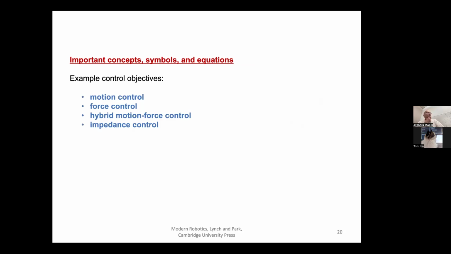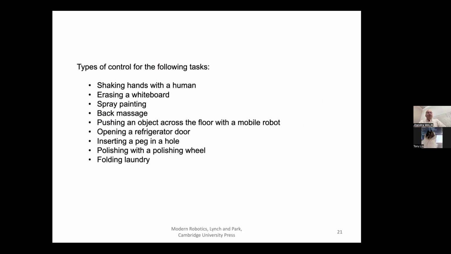Okay, now let's go back to robotics. And now I want to give you some examples of these, just some terminology here first. Motion control, force control, hybrid motion force control, impedance control. So let's take examples. These are all examples of actions that we might want our robot to perform.